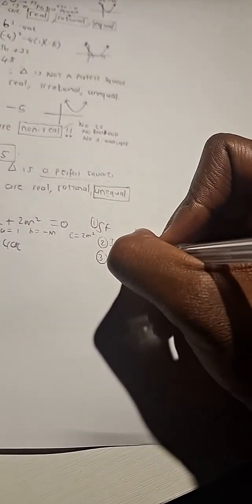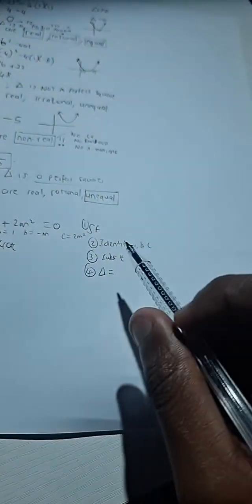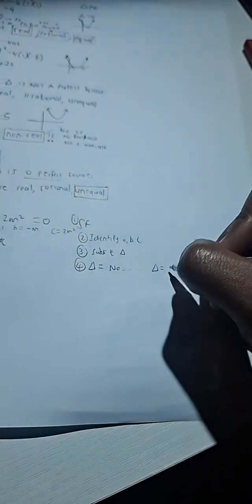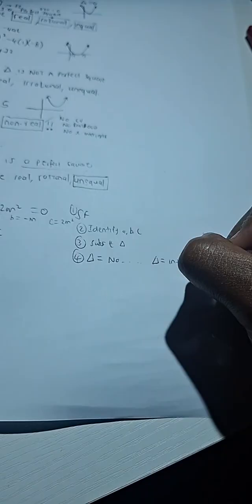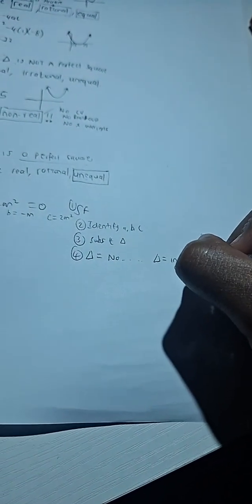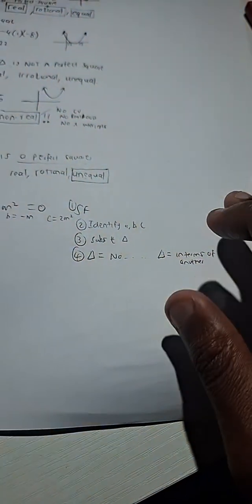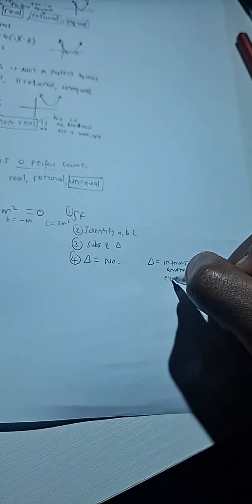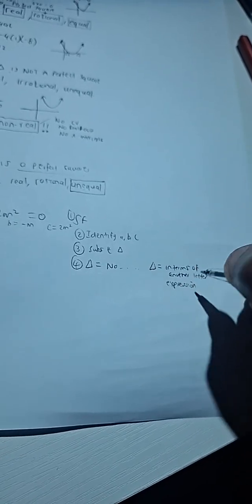3, we substitute into delta. 4, we get the value of delta, right? When it is a number, we can comment based on that number. Sometimes delta will be in terms of another letter. When it is, then it means we need to interpret that particular expression that we get. In terms of another letter means we are going to get delta as an algebraic expression. Then we can comment on the roots based on that.